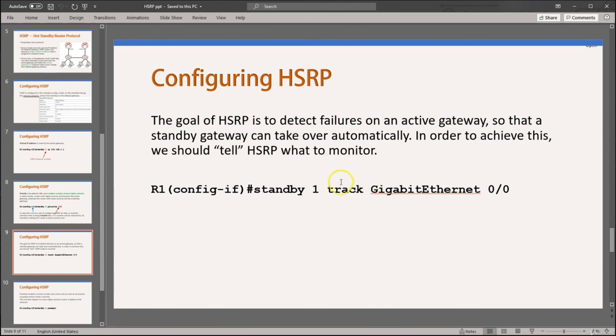This is the command that tells HSRP that it should track this interface, which means that if this interface fails, this router will immediately reduce its priority by 10.